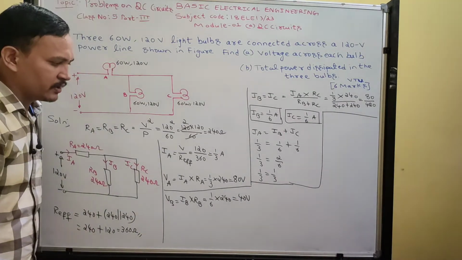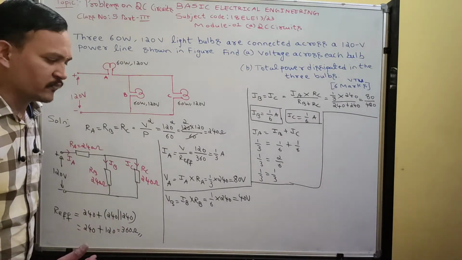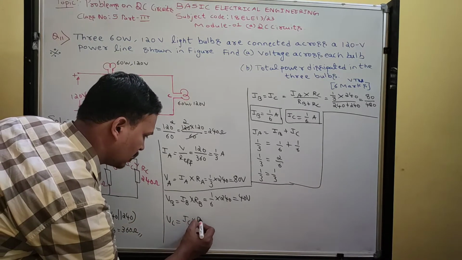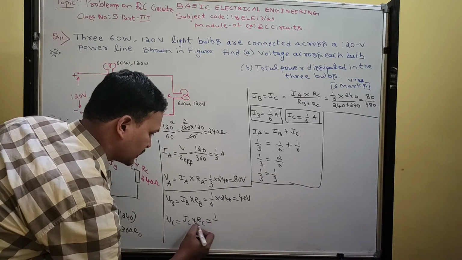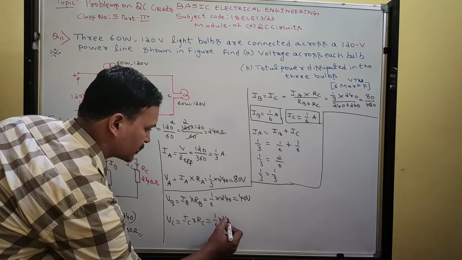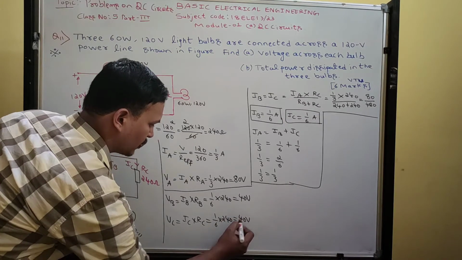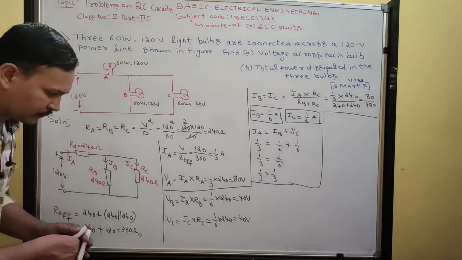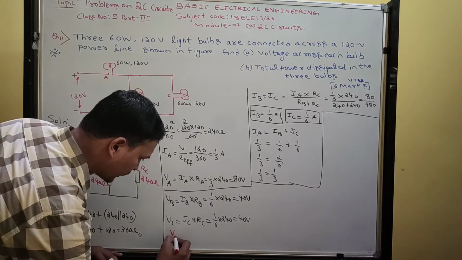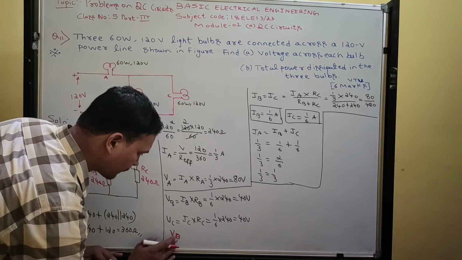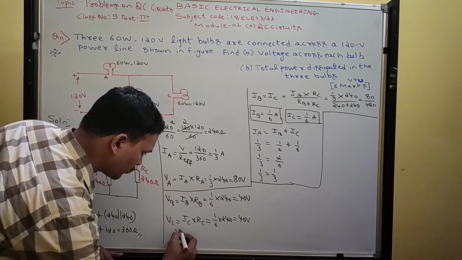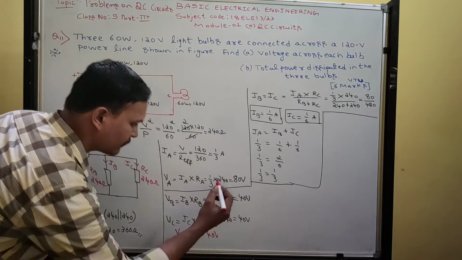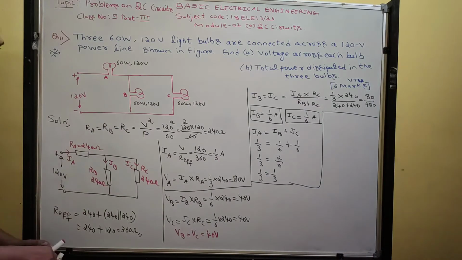What about VC? Whether we get the same voltage or different? Same. Very good. Same voltage. VC is equal to IC into RC. What is the IC value? 1 by 6. RC is also 240. So we will get 40 volts. What can you conclude? These two are connected in parallel, so the voltage will be the same. Therefore, the voltage across bulb B and the voltage across bulb C are both the same, and that value is 40 volts.